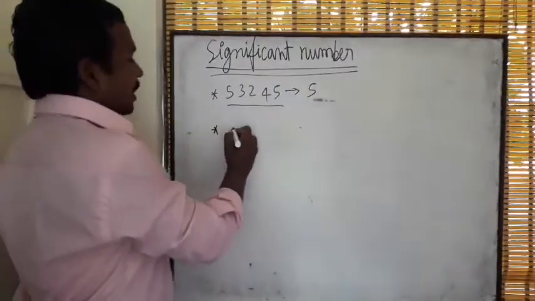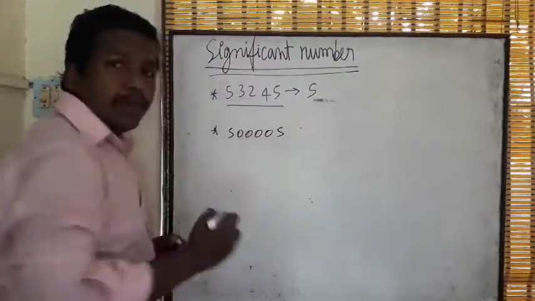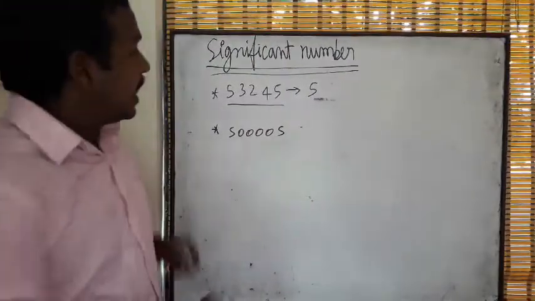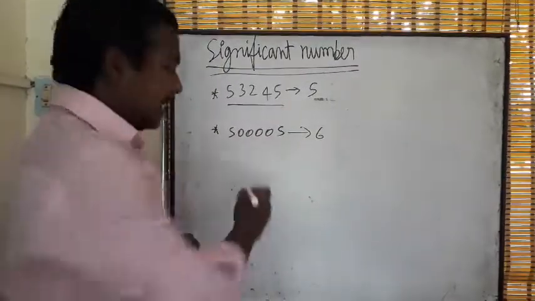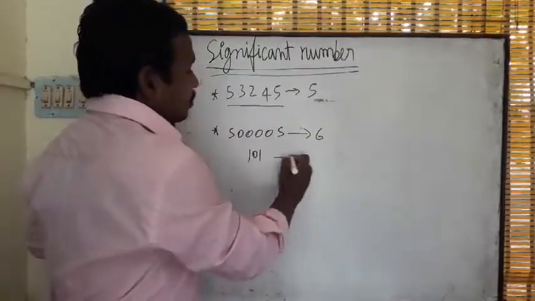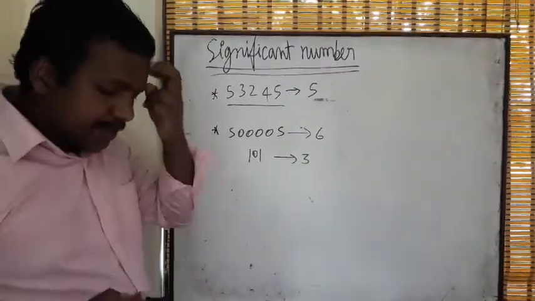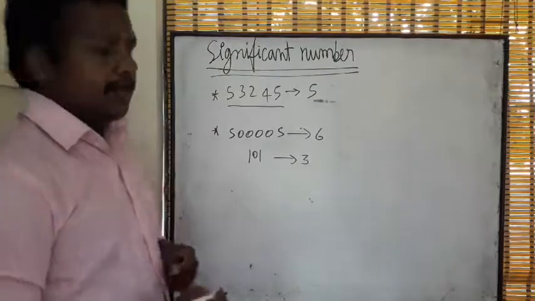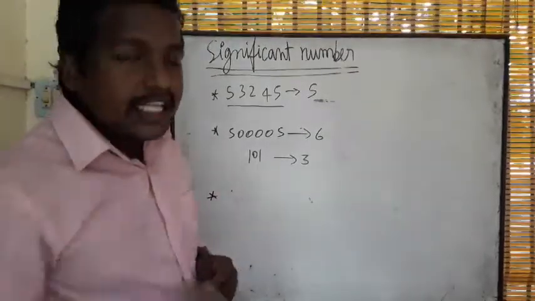The second point: the zeros between two non-zero numbers we can take as significant. That means here there are 6 significant. In case of 1, 0, 1, here there are 3 significant, because a 0 between two non-zero numbers we can take as a significant number.